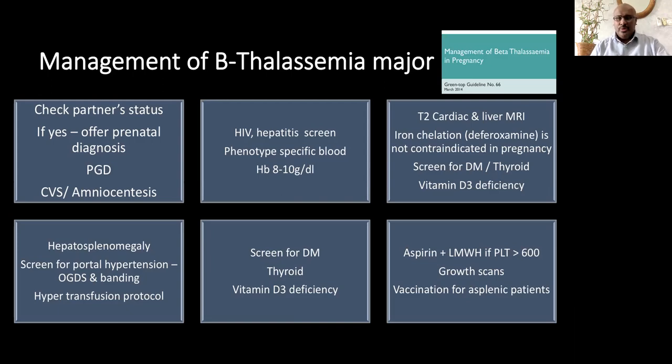So if you have a couple who are both carriers, refer to the fetal medicine unit. Pre-pregnancy, you may offer a pre-implantation genetic diagnosis followed by an IVF. That is one option. Or if they are pregnant, they can either have a CVS or an amniocentesis to confirm the status of the baby: 25% normal, 50% carrier state, or 25% major. Apart from that, if the pregnant mother has required frequent blood transfusions, screen for hepatitis, screen for HIV, and give them phenotype-specific blood.